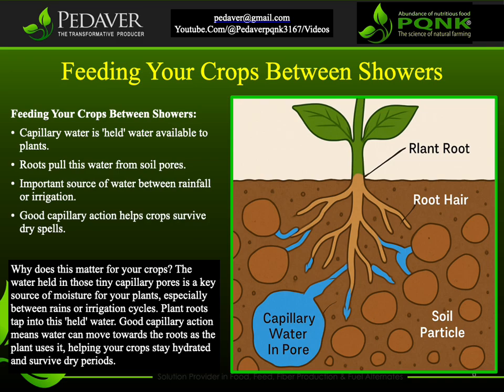Why does this matter for your crops? The water held in those tiny capillary pores is a key source of moisture for your plants, especially between rains or irrigation cycles. Plant roots tap into this held water. Good capillary action means water can move towards the roots as the plant uses it, helping your crops stay hydrated and survive dry periods.